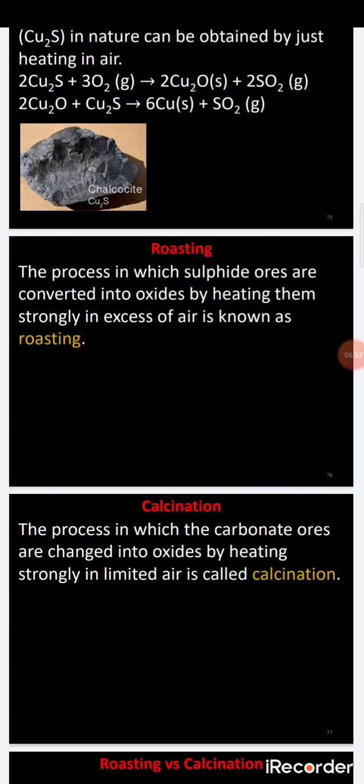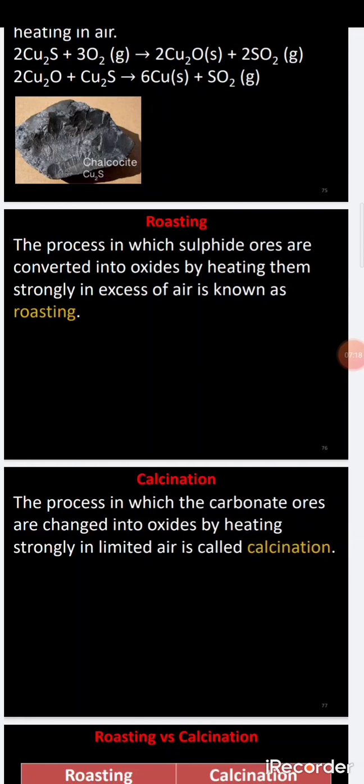So here they have mentioned, what is roasting? When you extract metals from the earth crust, some metals exist in the combined state in the form of sulfide ores, and these sulfide ores are converted into oxides by heating them strongly in excess of air. That is known as roasting. This method is known as roasting.